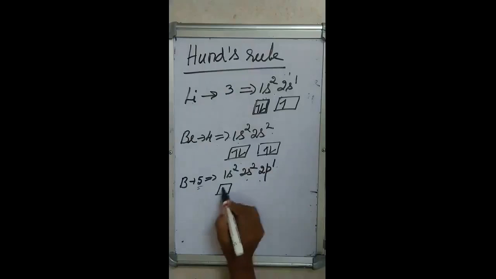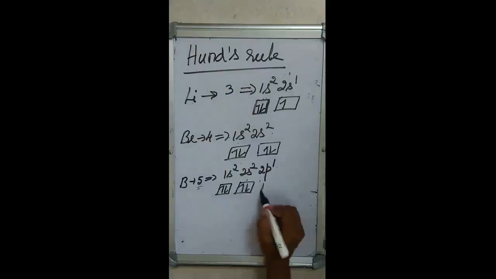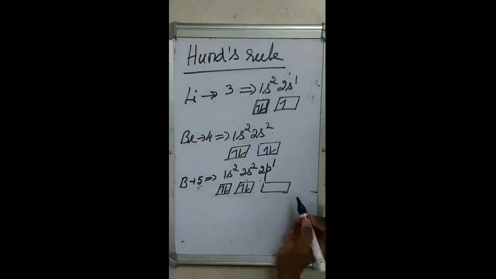Now 1s, you have to fill like this. In 2s 2 electrons are there. In p, how many orbitals are present? That is px, py, pz, 3 orbitals. I already explained this concept. Px, py, pz. So in p subshell 3 orbitals are present. You should keep it in your mind.